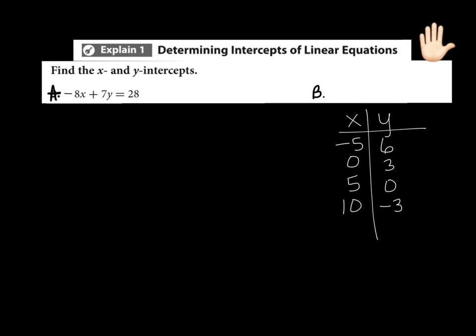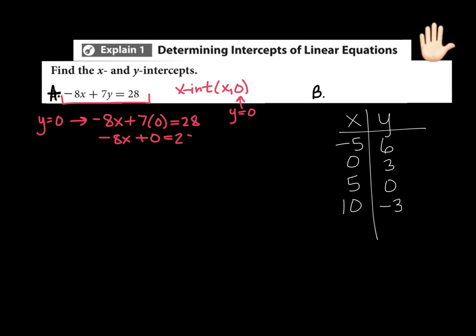Now that's really easy to tell on a graph like what we have here. So the first thing we need to do is practice how to do that from an equation or even from a table. So from an equation, remember my x-intercept is written in the format x, 0. That means that y equals 0. So the first thing I want to do is take this equation and pretend like y is 0. So I'm going to say y equals 0. That would mean my equation is going to look like negative 8x plus 7 times 0 equals 28. If we work this out, anything times 0 is 0, so that means negative 8x equals 28.